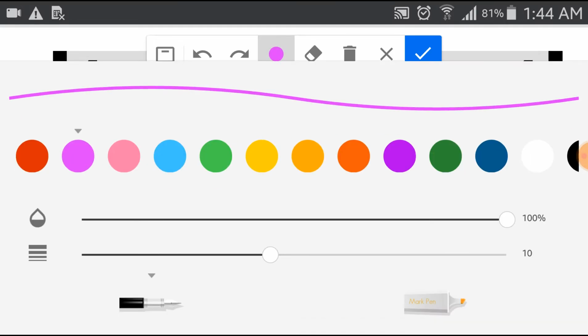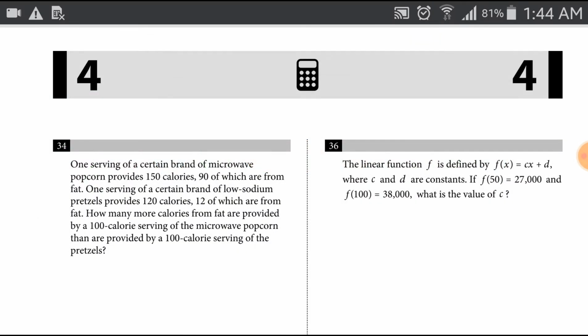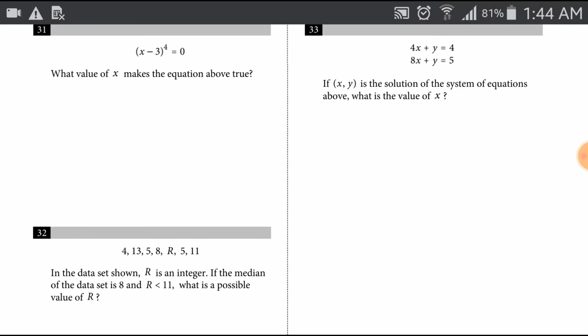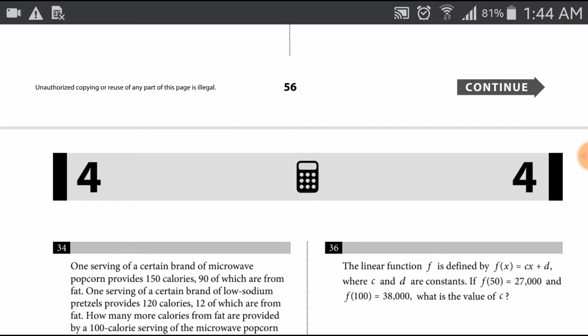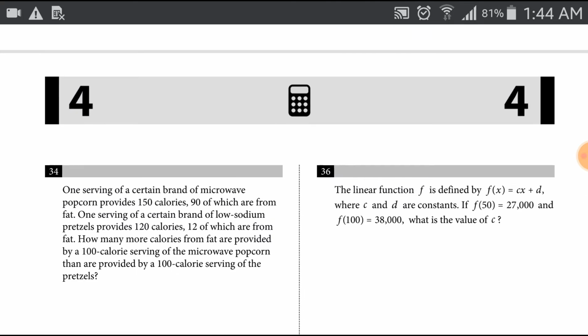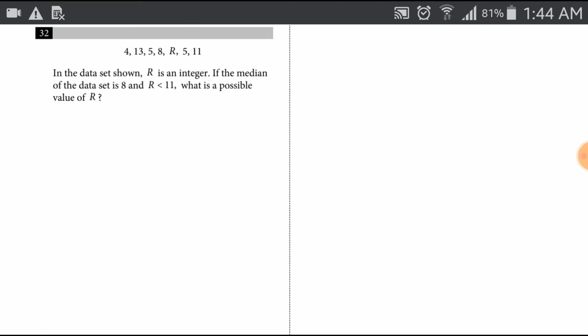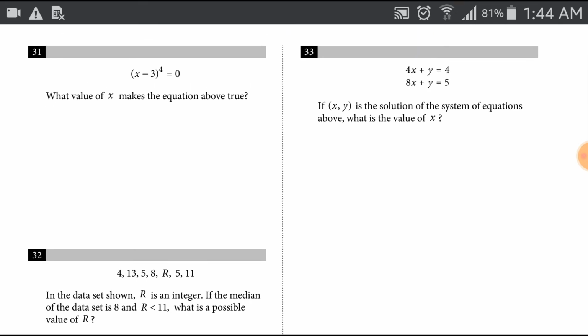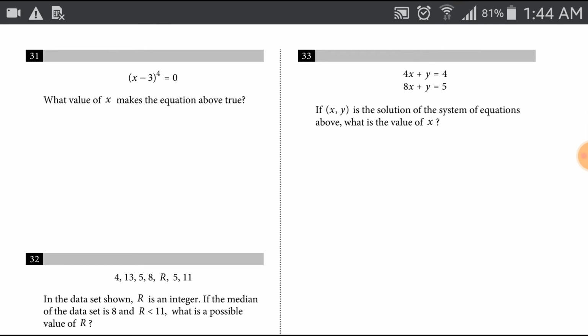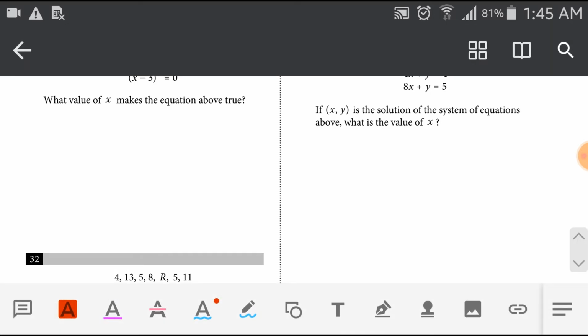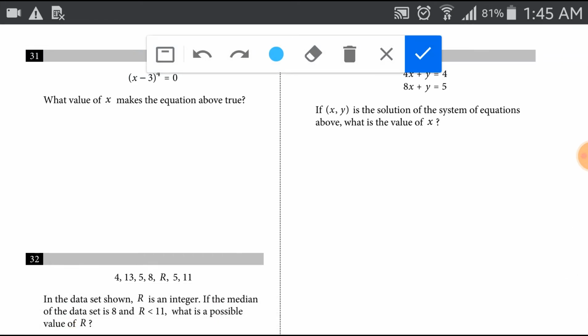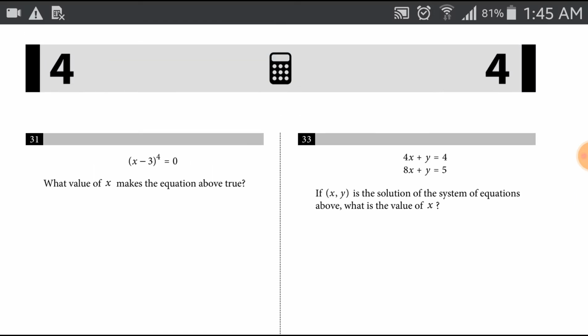Let's move up. Actually, let me change the color. Okay, so 30, oh, I think we skipped question number 35. No, we didn't. Okay, question number 33. If x, y is the solution of the system of equations above, what is the value of x? So there could be a number of ways to do this. We're going to solve it using elimination. Why? Because that can be the quickest way here.